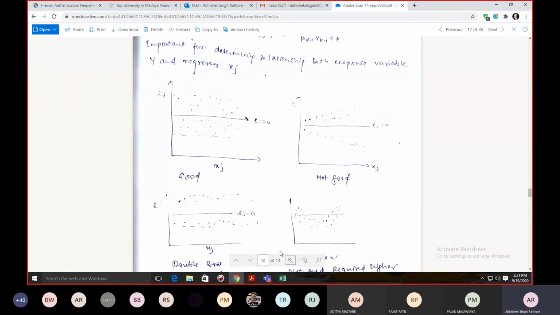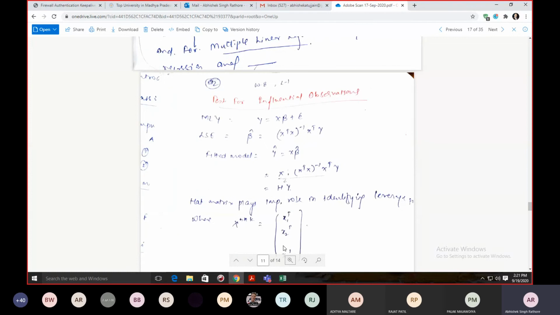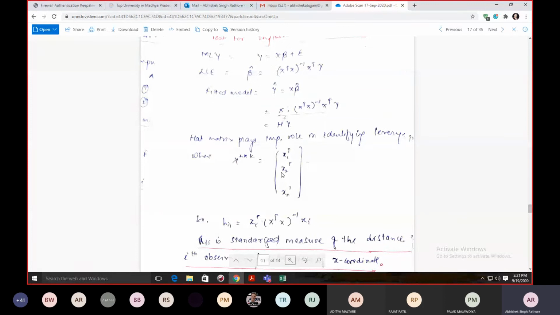Fine. Now I'm going to the next topic, the test for influential observations: whether my observations are influential or not. Let's say I'm going for multiple linear regression. So y equals x beta plus some error. We estimate this as x transpose x inverse x transpose y, and then we have the hat matrix. This hat matrix plays a very important role in identifying your leverage point.